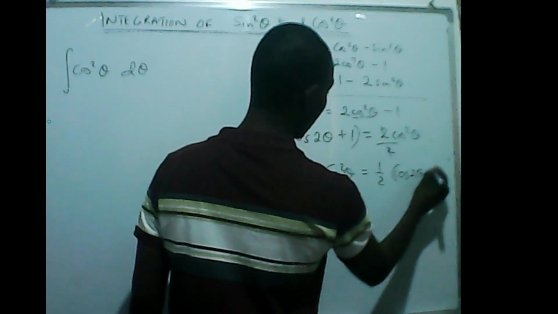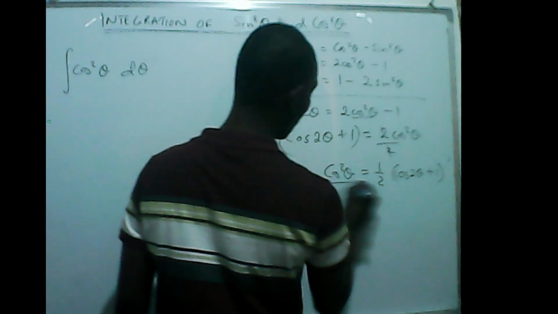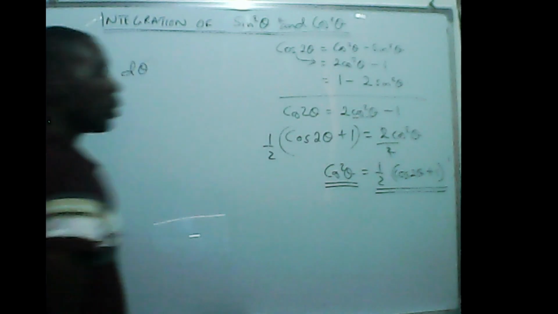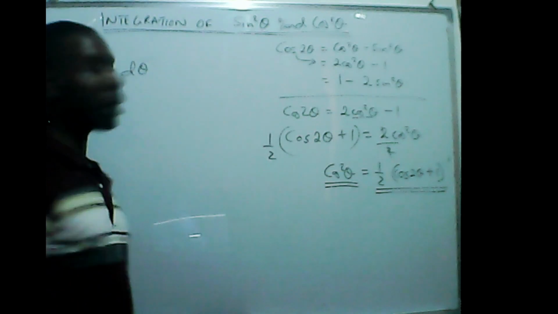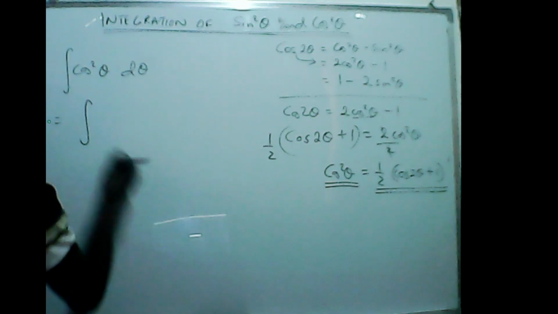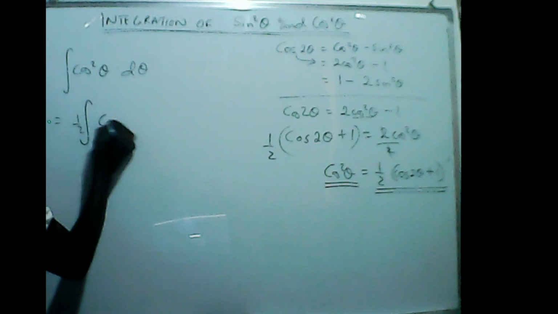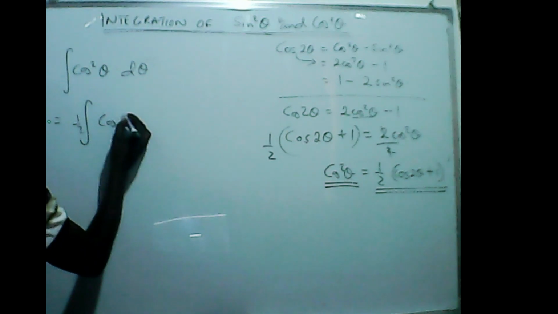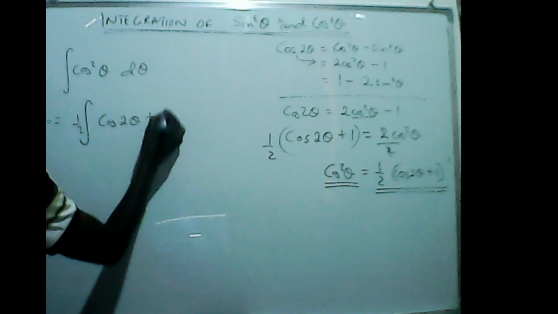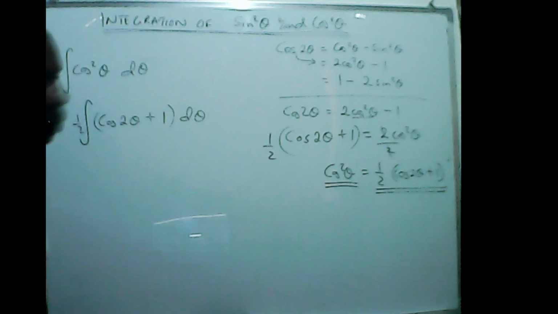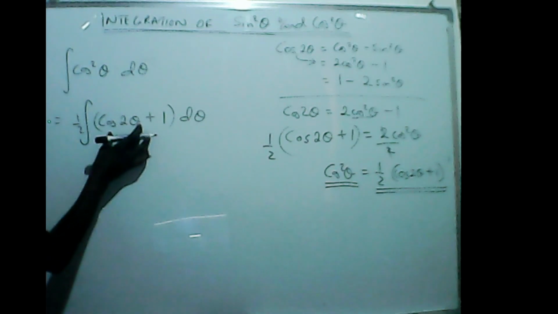2 theta plus 1. So instead of integrating cos squared theta, we substitute with half of cos 2 theta plus 1. So in this case, we are going to integrate half of cos 2 theta plus 1. That's what we are going to integrate now. So that will be easy to integrate in this form.